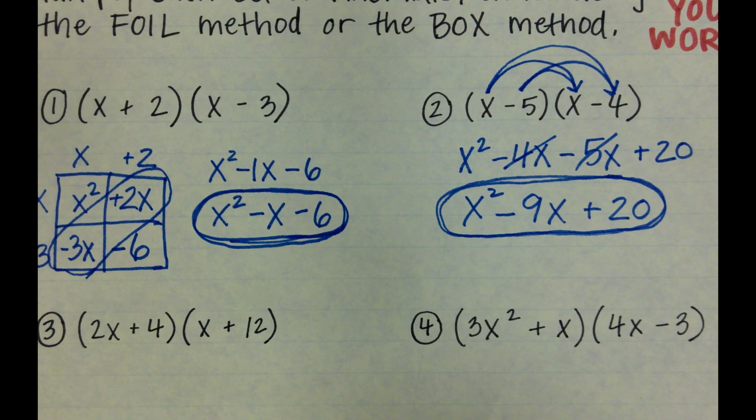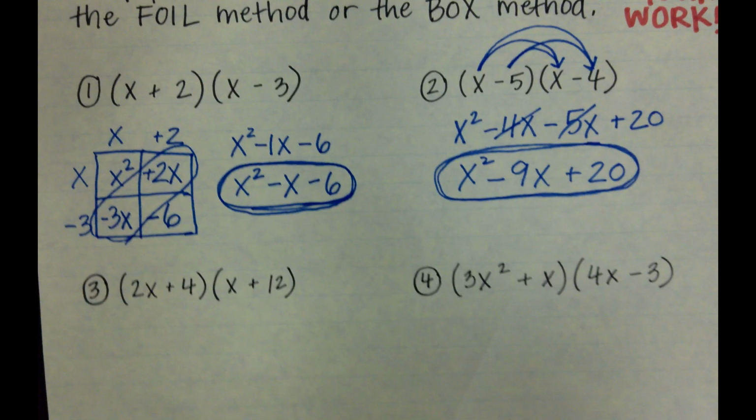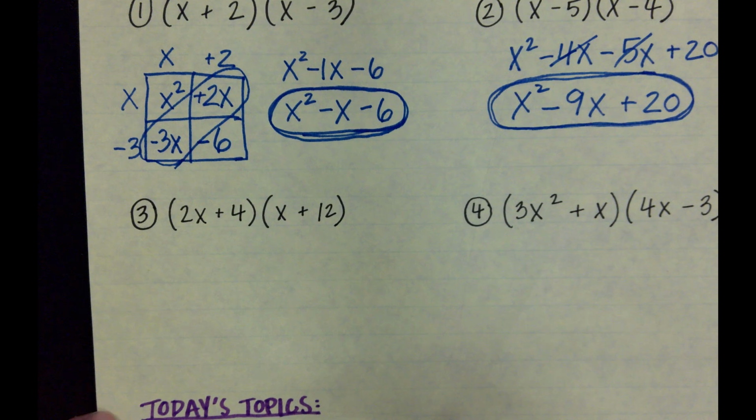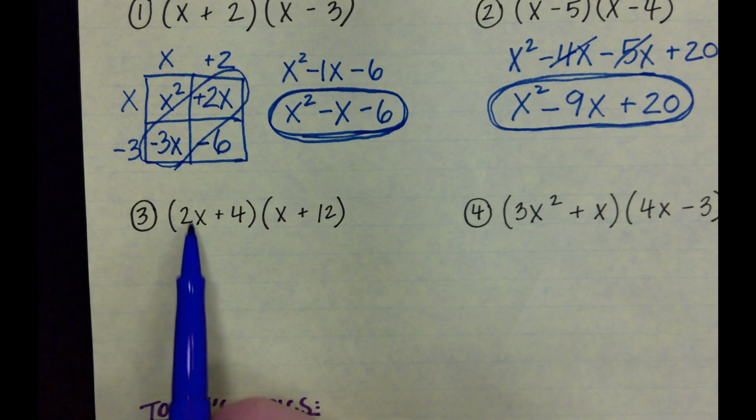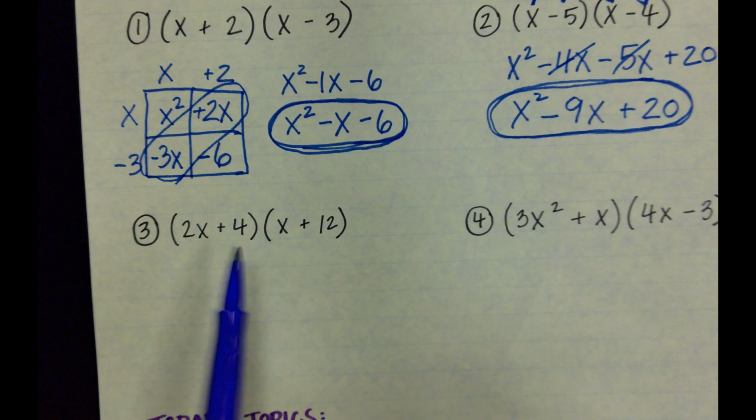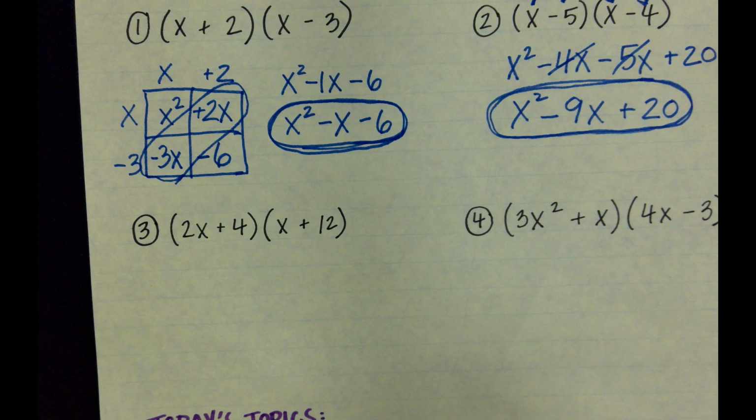Do we want to go to 3? Yes. Let's do it. Okay. Number 3. I threw in a number attached to your x this time. We've got 2x plus 4 times x plus 12. Who wants to walk me through this? Raise your hand. Michael, what'd you do?